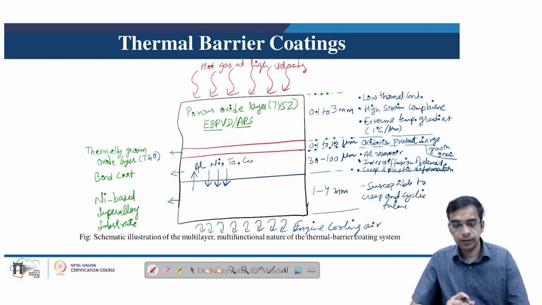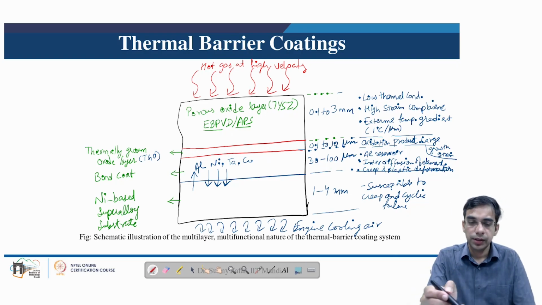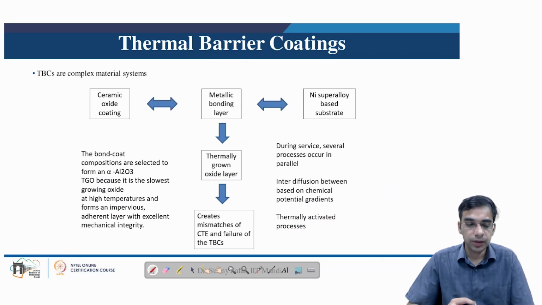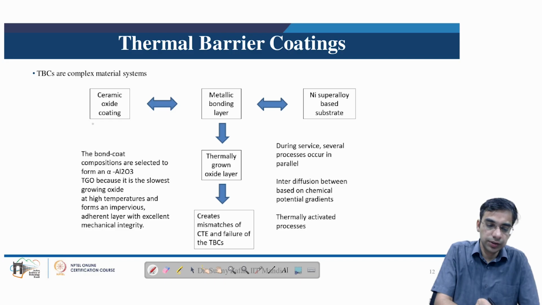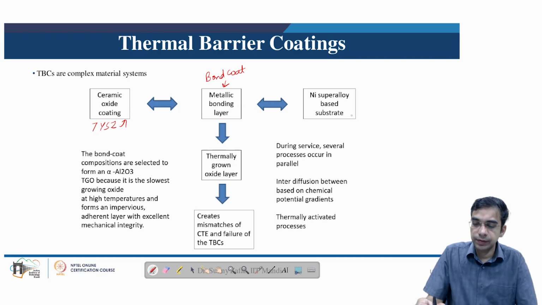So this is basically it, the overall summary of the multi-layer and multi-function. Each layer has its own function, and now we will understand how these layers function together. So the oxide ceramic coating, which we have just understood, is made up of 7% yttria stabilized zirconia, and then we have the metallic bonding layer or the bond coat here, and we have the nickel based superalloy. So typically these are the three layers.